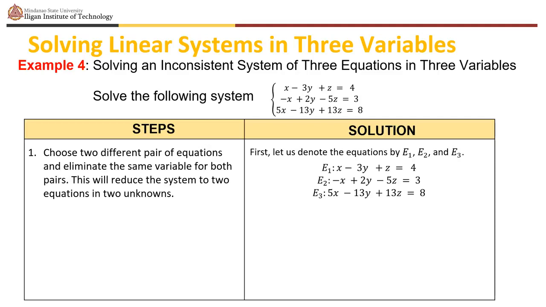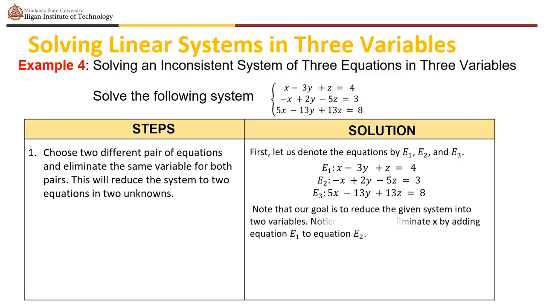x minus 3y plus z is equal to 4. The second equation by e sub 2: minus x plus 2y minus 5z is equal to 3. And the third equation as 5x minus 13y plus 13z is equal to 8. And then note that our goal is to reduce the given system into two variables. Notice that we can eliminate x by adding equation e sub 1 to equation e sub 2.